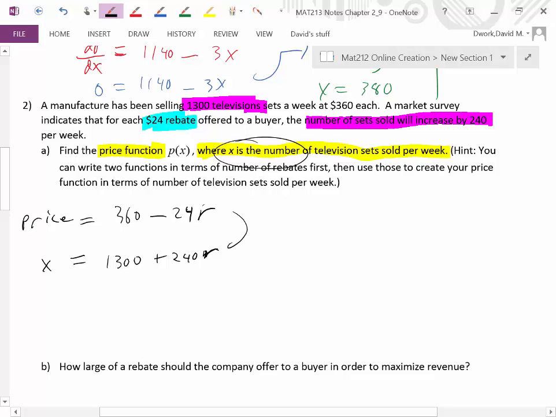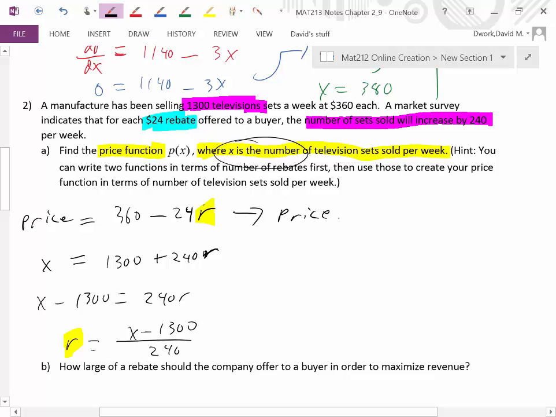Now you'll see that both these equations have R in them. We don't really care about R. We just want price in terms of X. So what we can do is solve this equation for R, and then substitute it in. So what would that be? X minus 1,300 equals 240R. Therefore R equals (X minus 1,300) divided by 240. Now everywhere I have an R, I can replace it with this expression. So we know the price is equal to 360 minus 24 times (X minus 1,300) divided by 240.